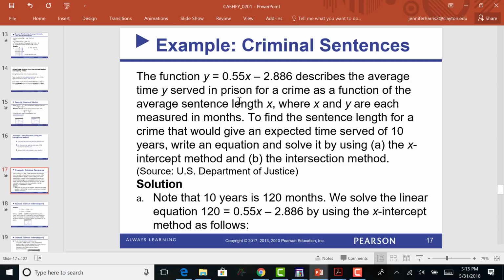All right, so tell me what you're saying I should have done. What should we have done, guys? Add 2.886 on both sides. Right. Is it wrong how the original book did it? No, it's not. So we will add 2.886 to both sides. And what did we get? 122.886. Okay, so we ended up with 120 plus 2.886, which is 122.886. Divide both sides by? 0.55.